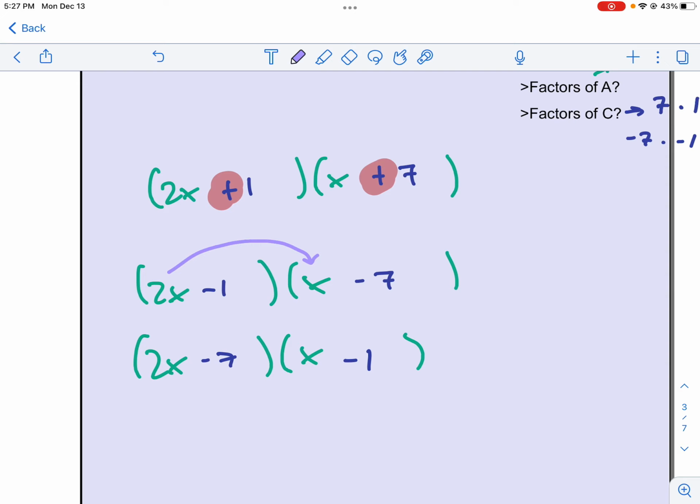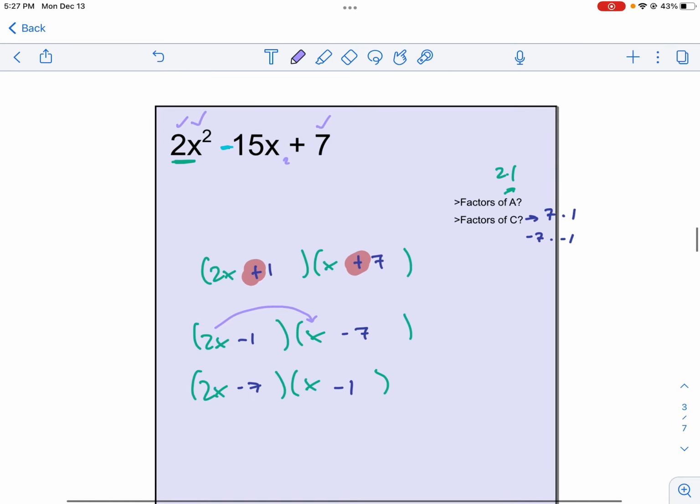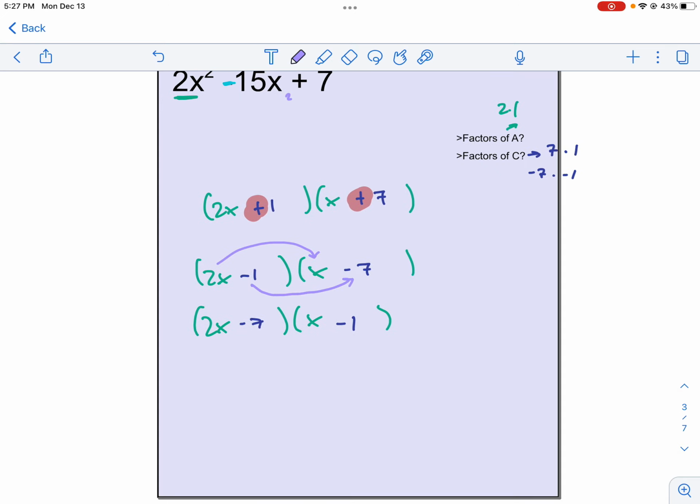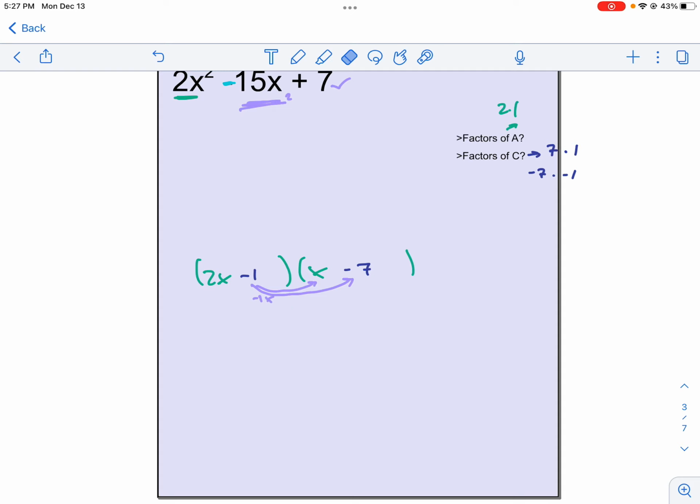I've got 2x squared. That's good to go. I've got a positive 7 back here if I FOIL backwards. This one would be negative 14x, and this one would be negative 1x. There's your negative 15x. That means that third option here is going to be your factored form.